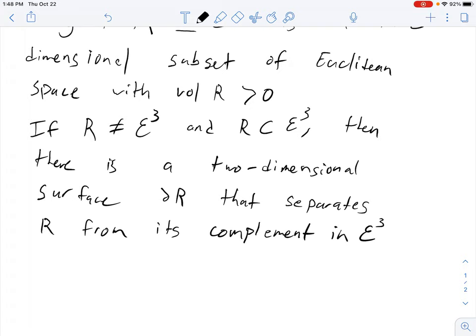If the volume of R is finite, then the surface of R has to be a closed surface. So if the volume is infinite, then it could be, say, all points x, y, and z with z greater than zero, or some infinite quadrant, then the surface isn't necessarily closed. But if the volume is finite, then its boundary has to be a closed surface.